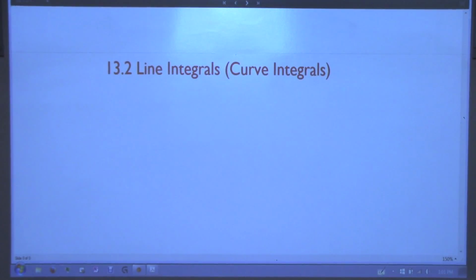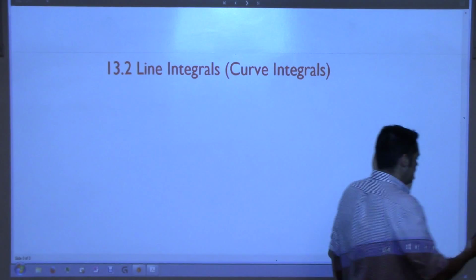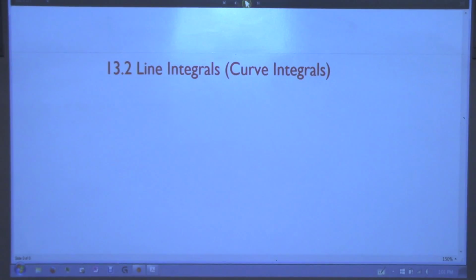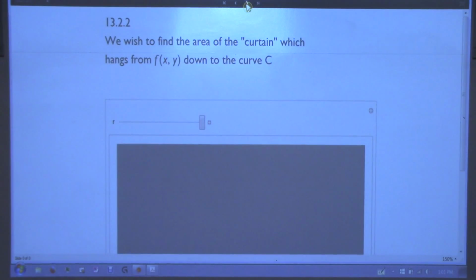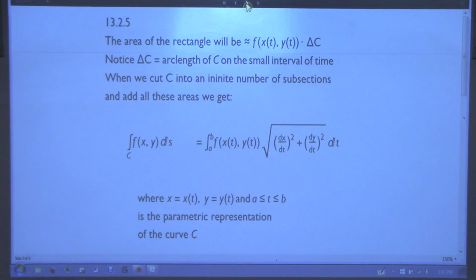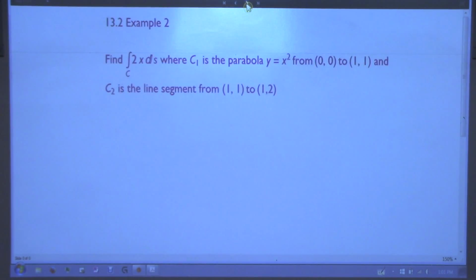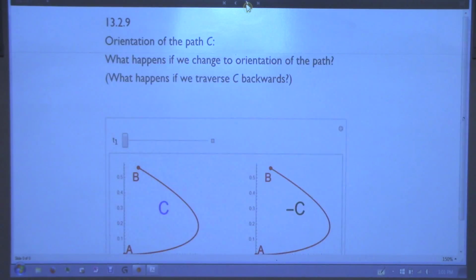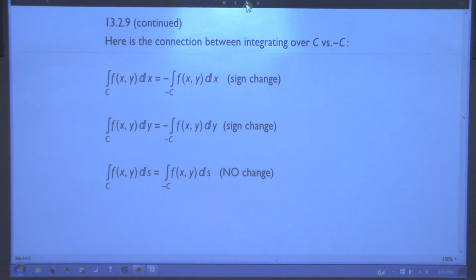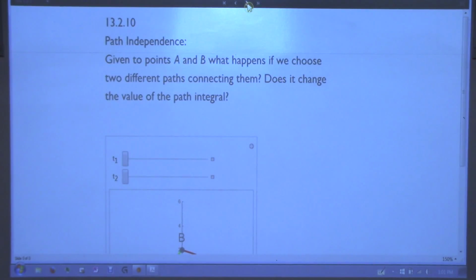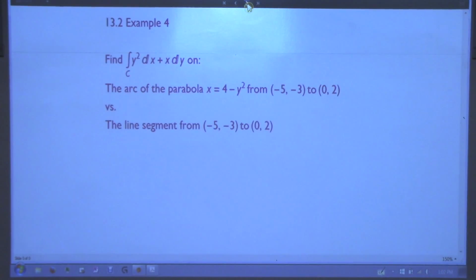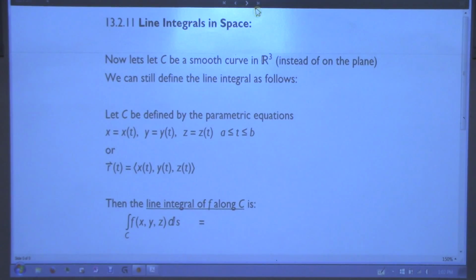And we didn't quite get all the way through here. We were doing these things called line integrals. And we had got to the point where we could find the area of a curtain that we dropped down off a surface. And we talked a little bit about the paths and how if you reverse the path, that might have an effect on the value of the line integral. If the path doesn't matter, then we call it path independent. And then I said today what we would do is we would extend this concept.